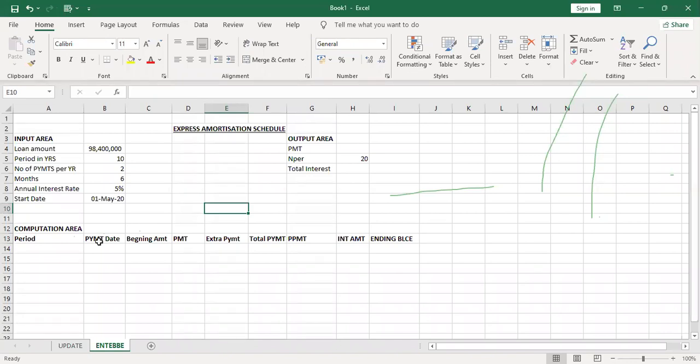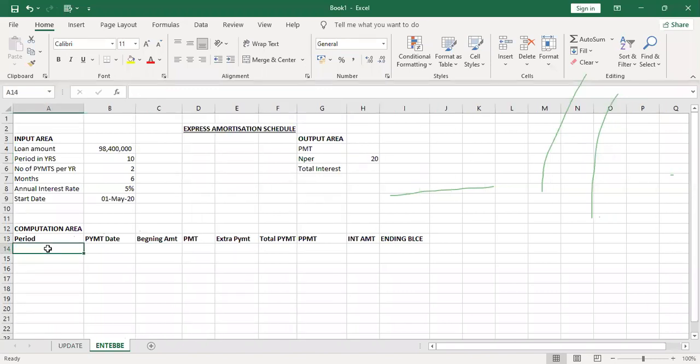So the fields are period, payment date, beginning amount, PMT, extra payment, total payment, PPMT, interest amount, and ending balance. Good. Can we proceed now? Yes, sir. Now, period. These are the number of times you are going to make a payment. Remember we have already determined our NIPA, and we have said our total NIPA is 20. So that means period here, we must have 1 up to 20.